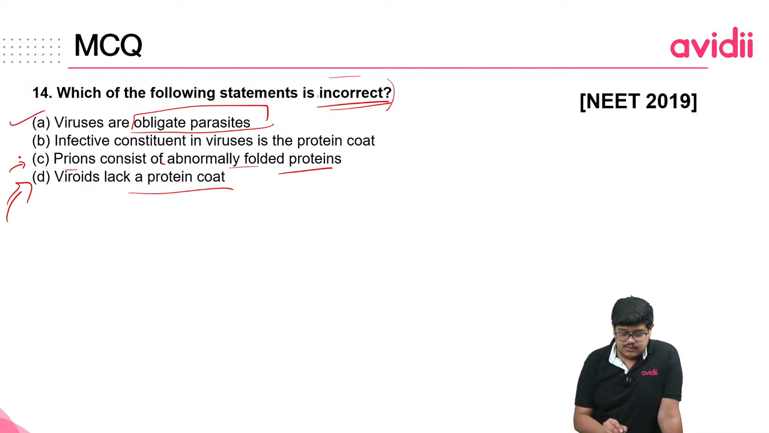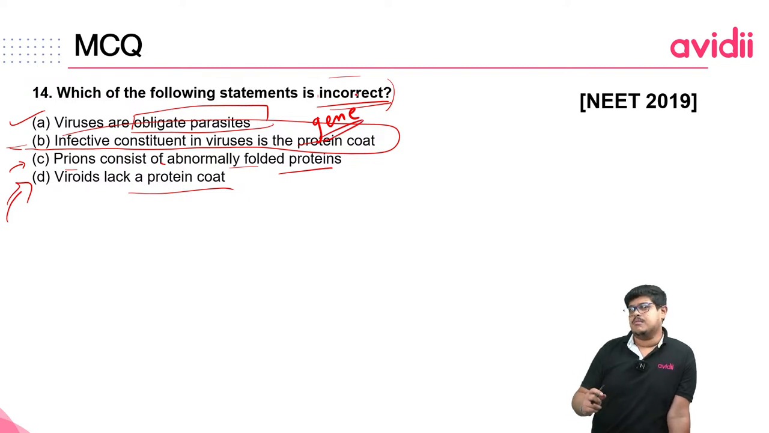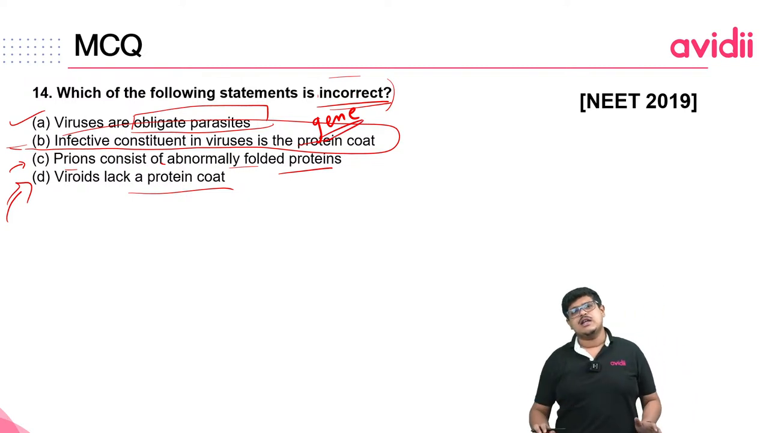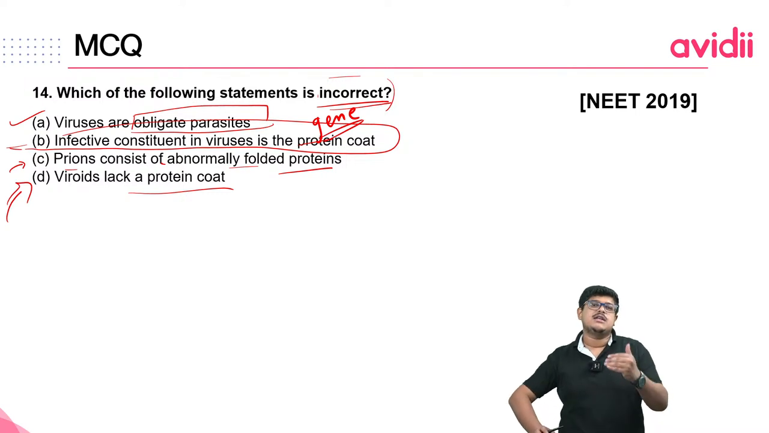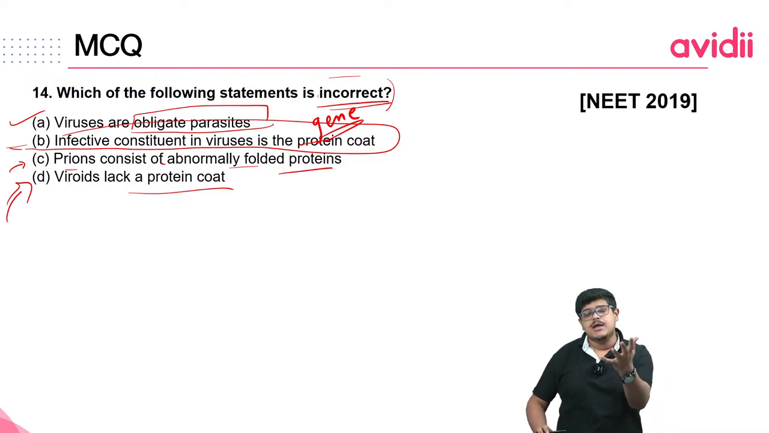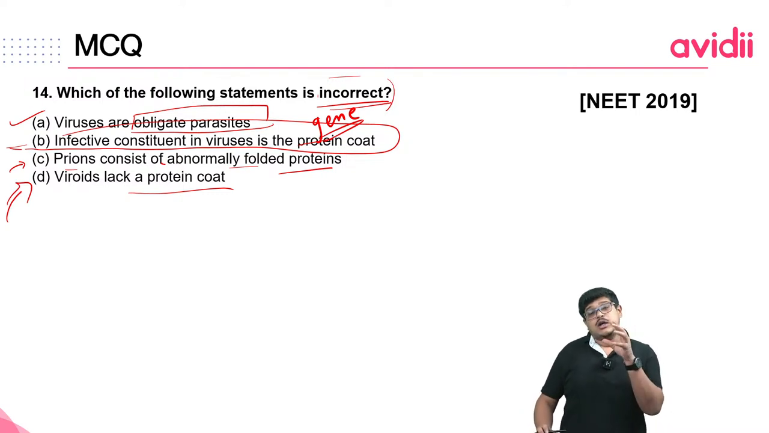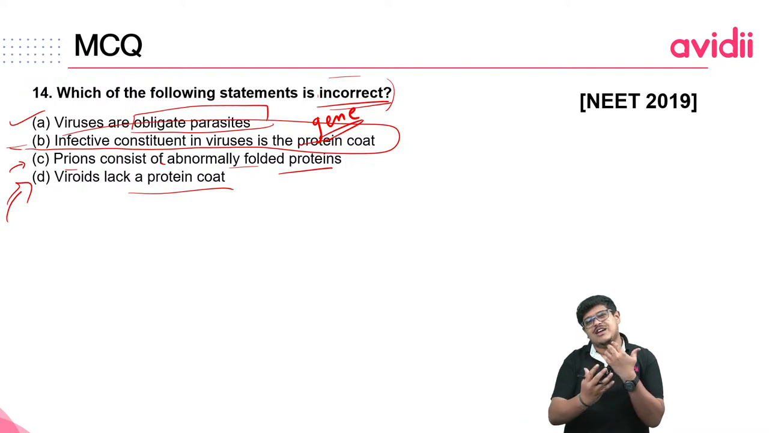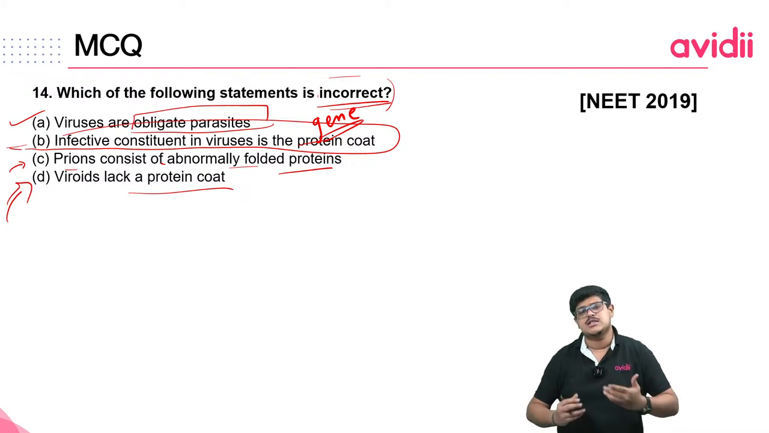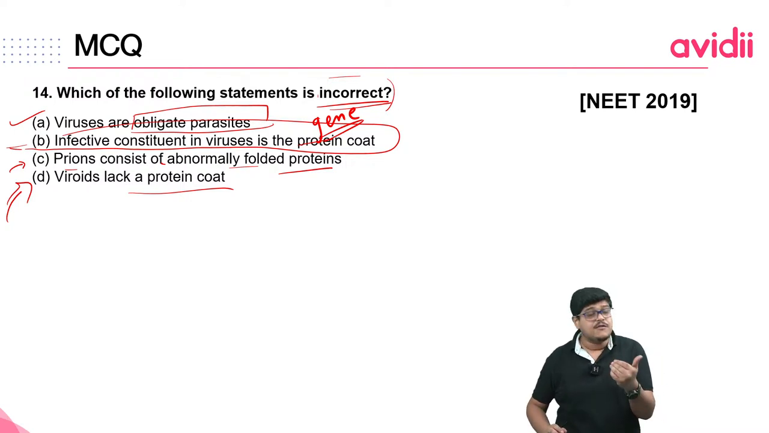The incorrect answer would be that the infective constituent in the virus is the protein coat. No, it is not the protein coat. It is the gene that is responsible. Always remember that the protein coat the virus has gives it its virulence. It increases the toxic behavior of that virus, the contagious, infectious behavior, how well it can infect. But it is only increasing the virulence.